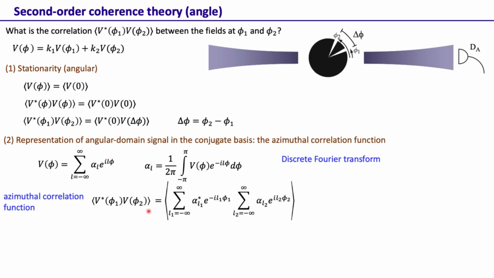And if the azimuthal correlation function can then be written like this, where V star phi 1, we are just using this definition and writing it over here. So V star phi 1 is alpha L star e to the minus i L1 phi 1, using a different variable L1 here, and then V phi 2, which is alpha L2 e to the i L2 phi 2.